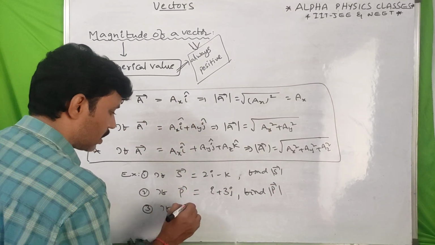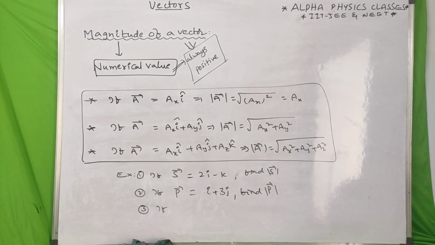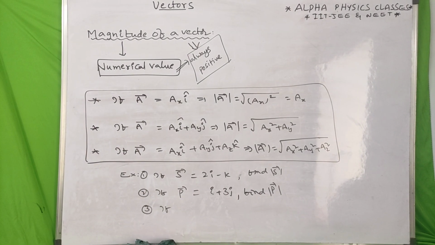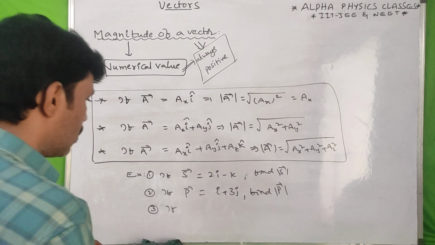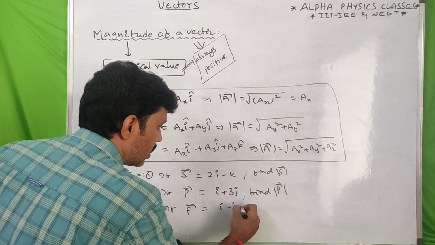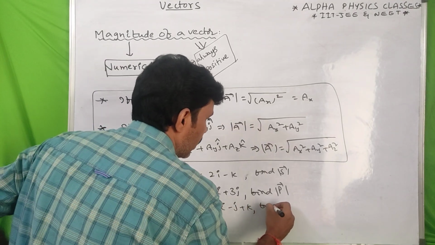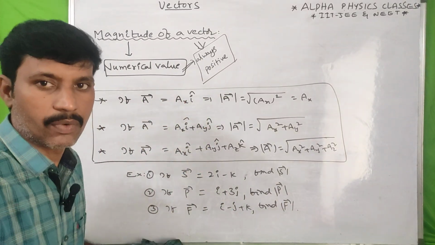Mostly, in all the problems we use the force vector the most. That's why f bar is equal to i minus j plus k. So find modulus of f bar, which means the magnitude of the force vector.